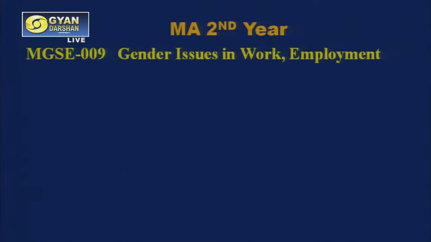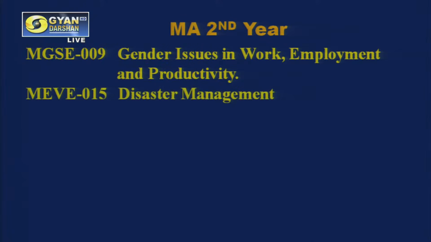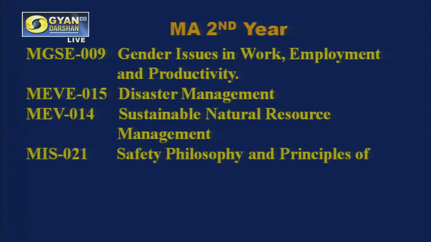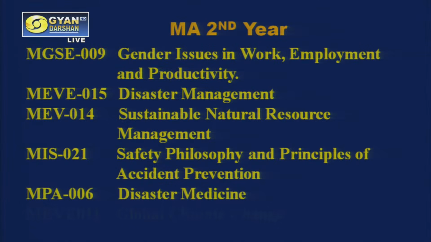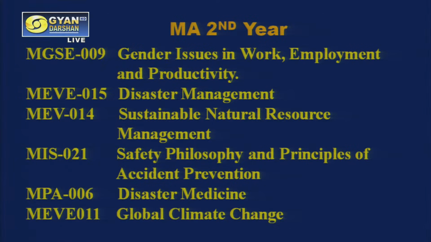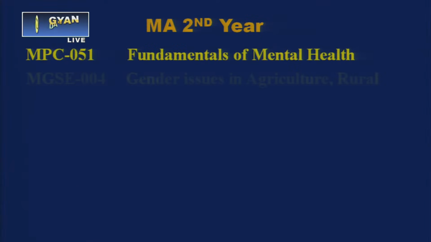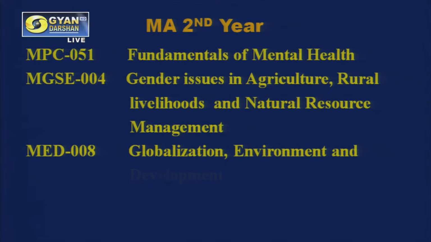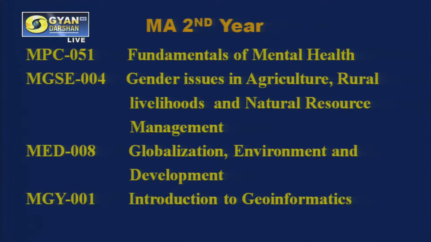The second year MA courses include gender issues in work, employment and productivity, disaster management, sustainable natural resource management, safety philosophy and principles of accident prevention, disaster medicine and global climate change, fundamentals of mental health, gender issues in agriculture, rural livelihoods and natural resource management, globalization, environment and development, and introduction to geoinformatics.